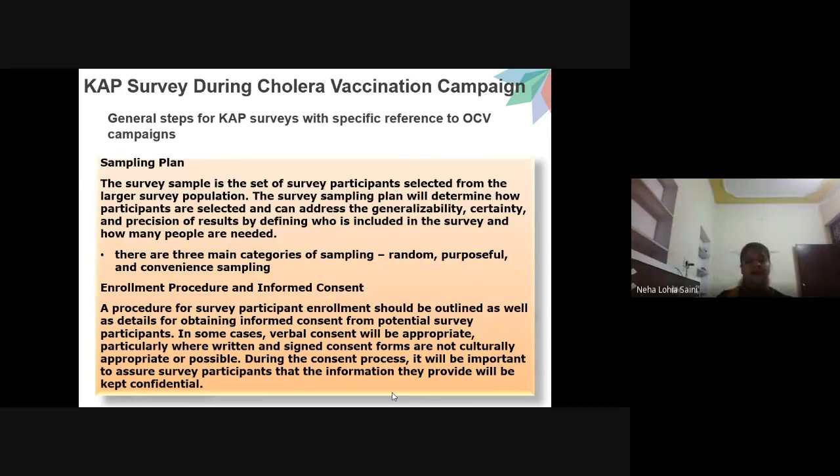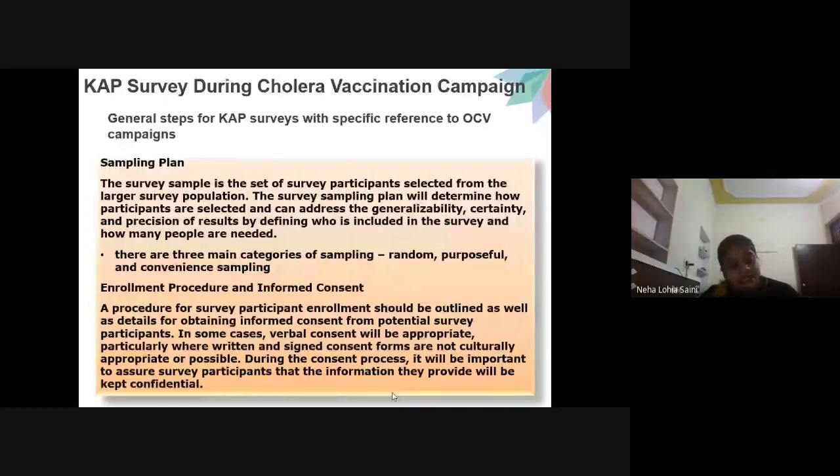You either take a convenience sampling or random sampling. Random sampling is the best way of sampling, but that is only possible if you have a larger survey population, so that each participant gets a probability to be accepted as a participant. Okay, then we have enrollment procedure and informed consent.